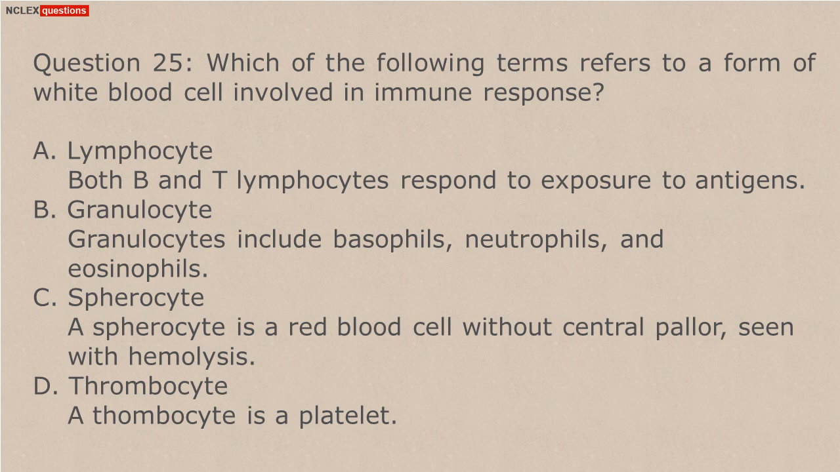C. Spherocyte. A spherocyte is a red blood cell without central pallor, seen with hemolysis. D. Thrombocyte. A thrombocyte is a platelet.